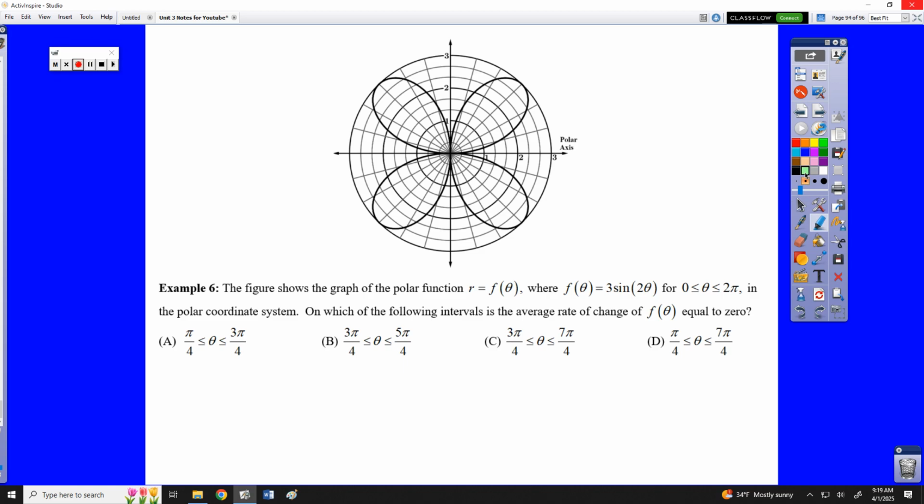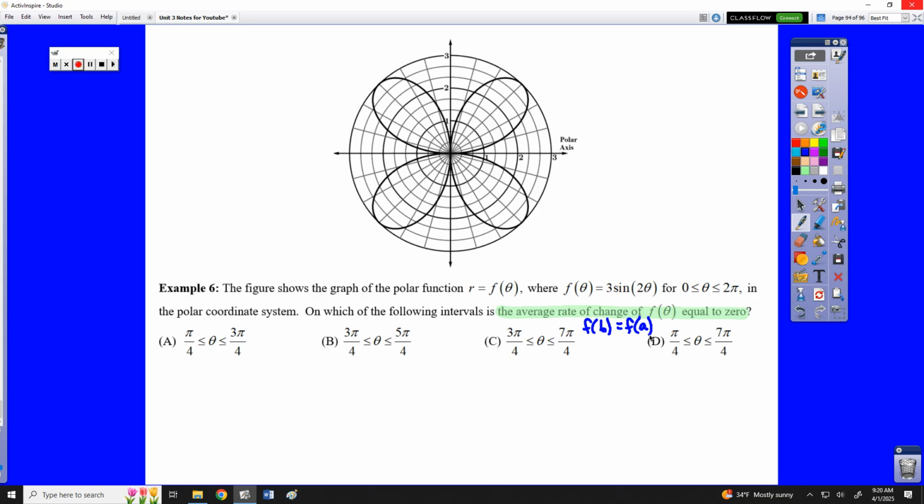So essentially what we're trying to do here is figure out when our AROC would be equal to 0. Well, that happens anytime that f of b is equal to f of a. So what we're looking for is on which of these four intervals the outputs for a and b are the same. Because if the outputs are the same, then the top of our AROC fraction would be equal to 0, meaning that the rate of change would be equal to 0.